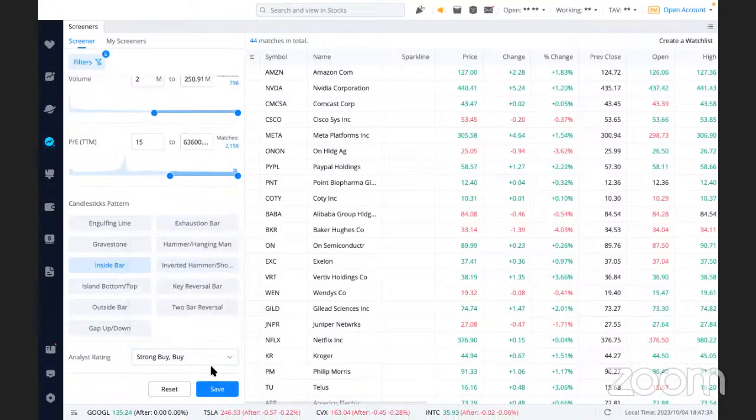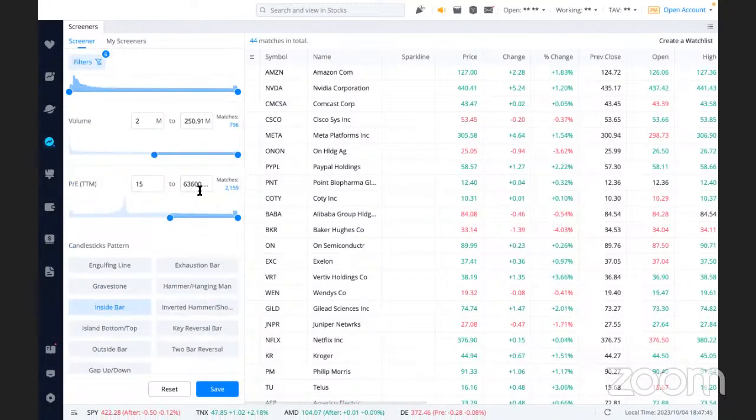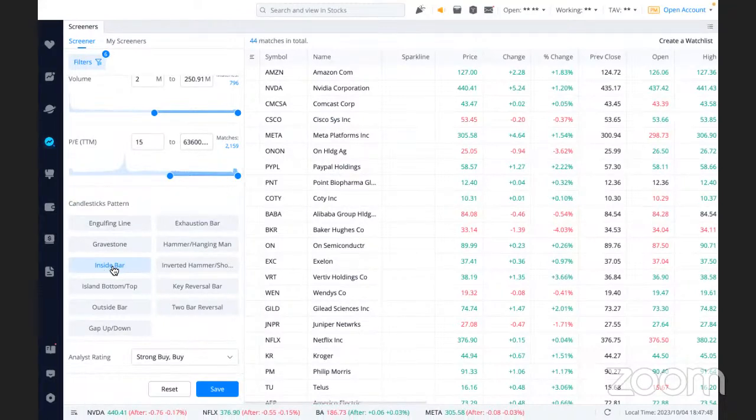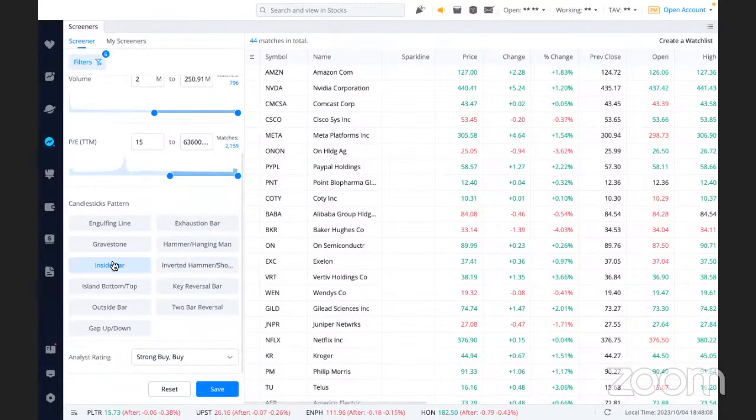So just to recap, we're going to go ahead and go with what we've got. Market cap, so far, is the full spectrum, the entire market cap. Volume is 2 million and above, and that's average trading volume on the day. Forward PE ratio is 15 and above. We've got a candlestick pattern that we're looking for, the inside bar, with an analyst rating of a strong buy or a buy.